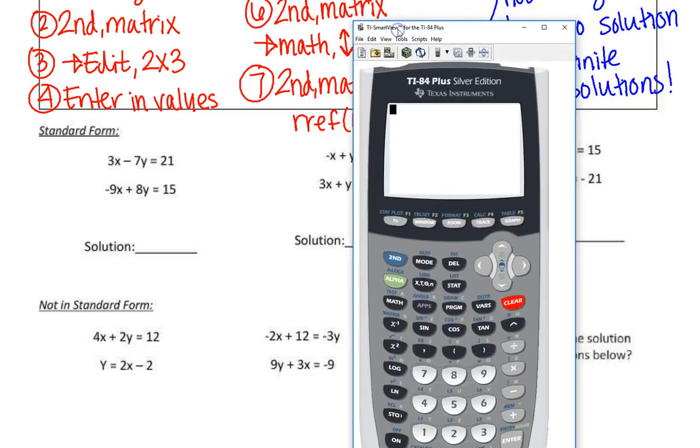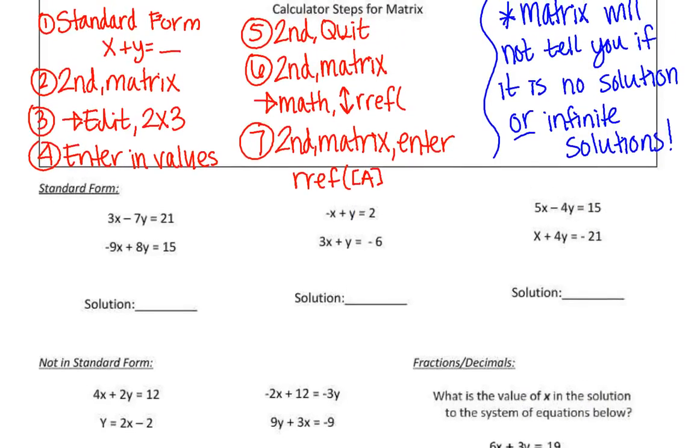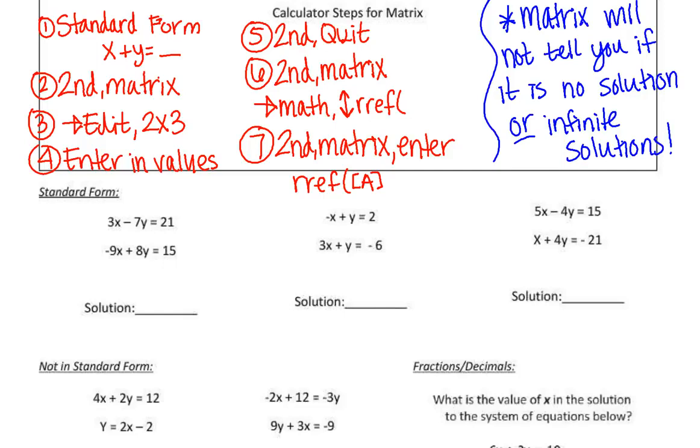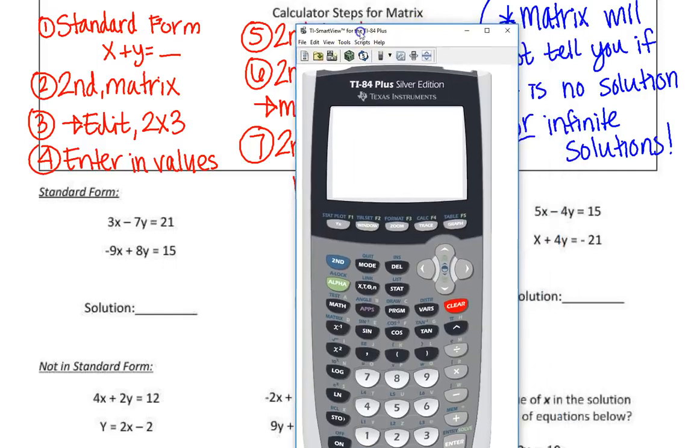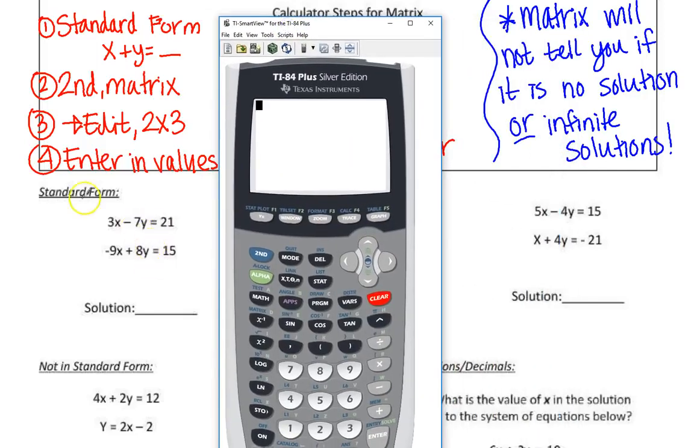So, let me go to my steps here. Let's see where I need those steps. There we go. Calculator. Right here, the first thing we're going to do is do 3 of them that are already in standard form. So they're already in standard form, we're good to go. I don't have to worry about reordering it or anything.